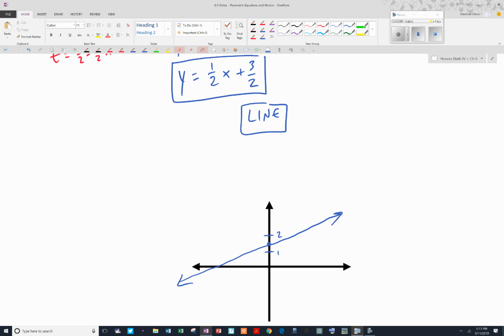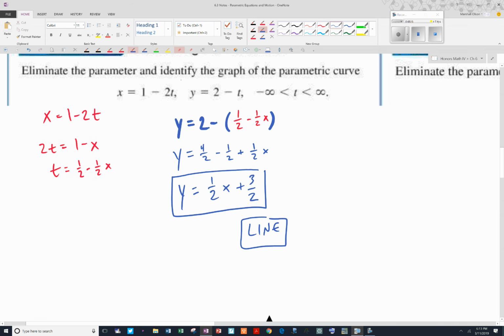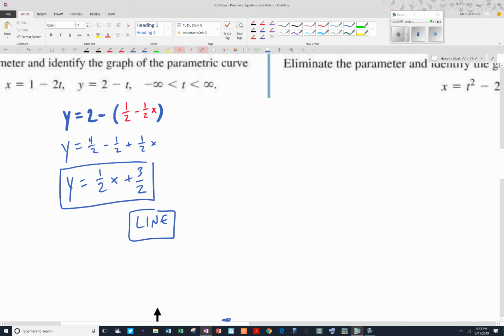If it would have restricted t to certain values, then I would have put those values into these two functions to find out what values of x and y I should have as my endpoint. So if we would have restricted t, it would have just given us a line segment instead of a line. But this one is a line. We'll talk more about the segments later.